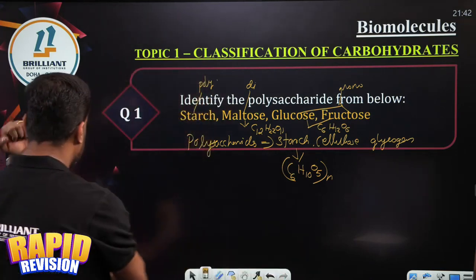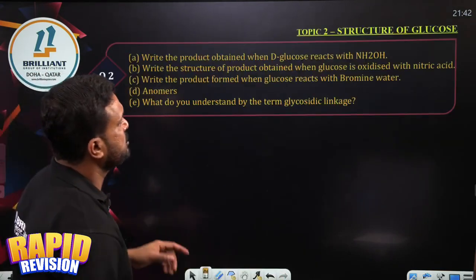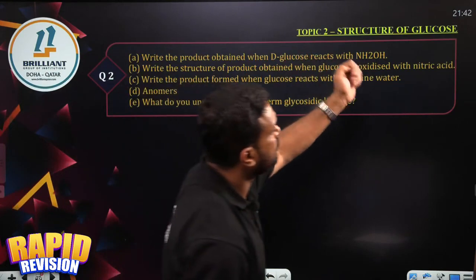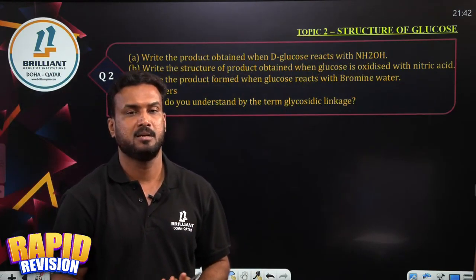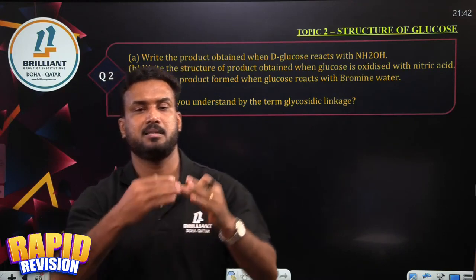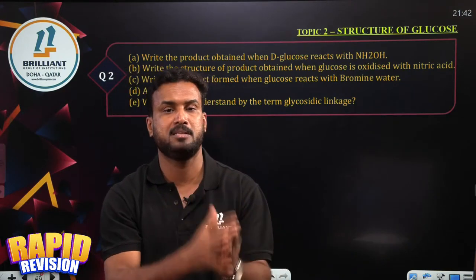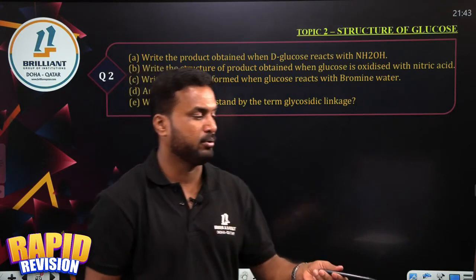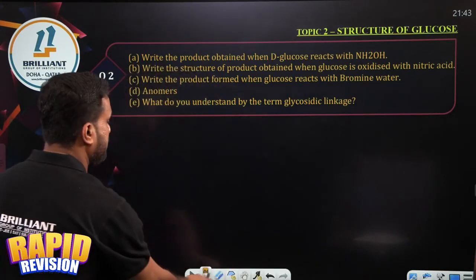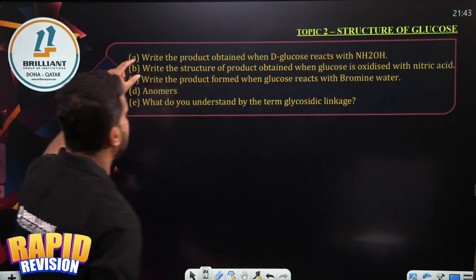Okay, fine. We will go to question number 2. The next topic is the structure of glucose. Glucose has a cyclic structure, and that cyclic structure and the aldehyde functional group have been proved based on a few reactions. That is very important, and they asked it in many question papers.